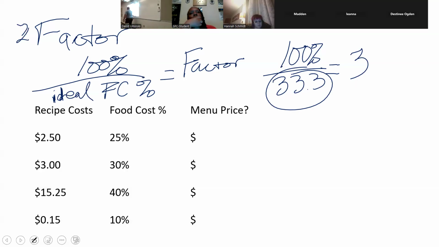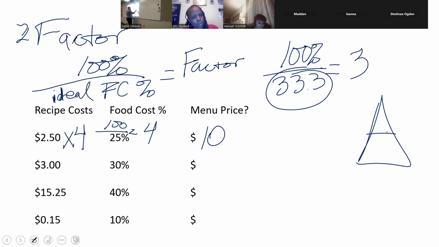So what is our factor for a 25% food cost? What is 100 divided by 25? 4. So we're going to multiply this by 4. $2.50 times 4 is $10. If we wanted to, we could do our triangle, $2.50 divided by 0.25, and it's going to give us $10. The factor method is just a lot faster.